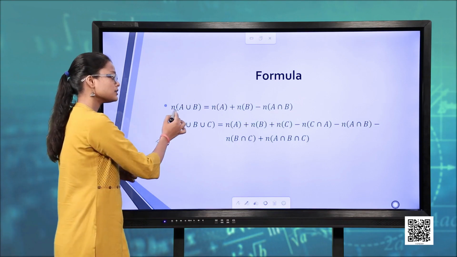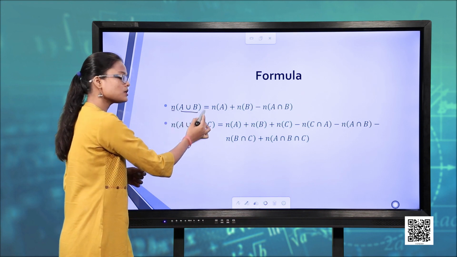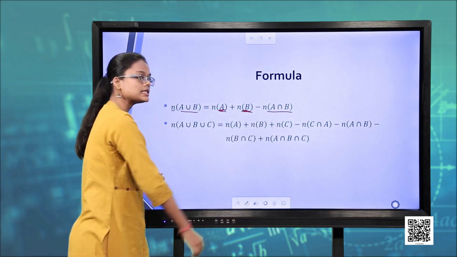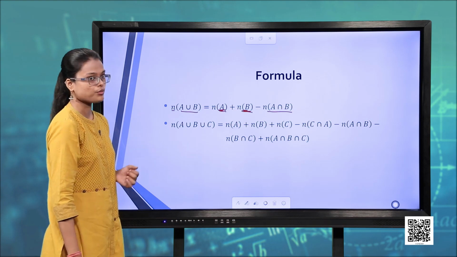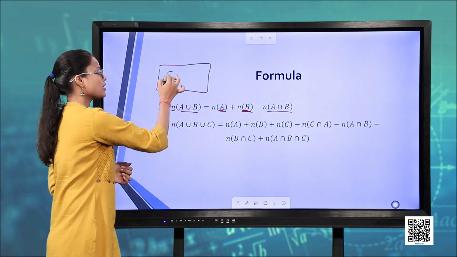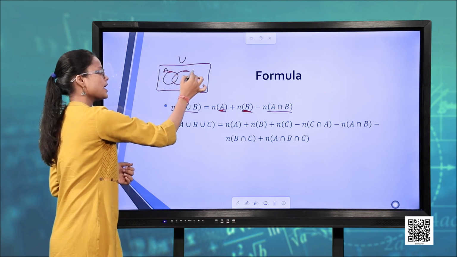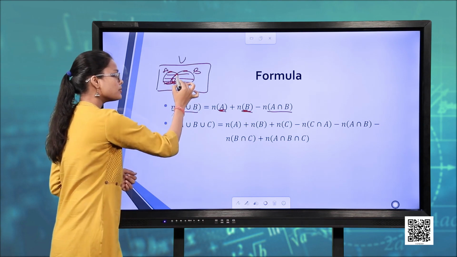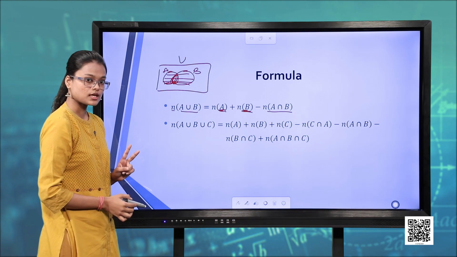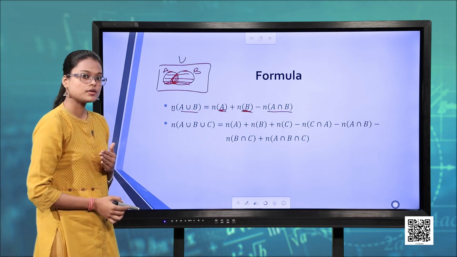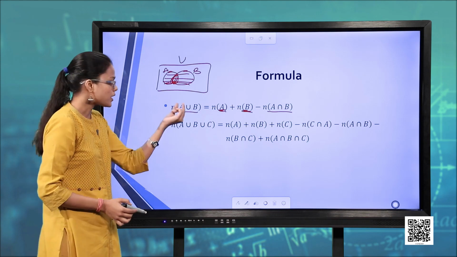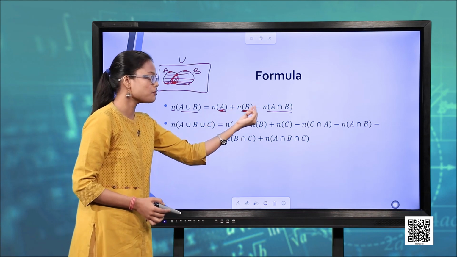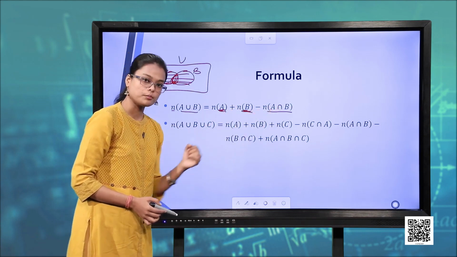First one is representing the number of elements in A union B is equal to the number of elements in A, plus the number of elements in B, minus the number of elements which are common to both. As you can see, this is a universal set, A and B. In union, the common element is repeated twice. We are taking 2 times. So, we have to eliminate 1. So, here number of elements in A union B is equal to number of elements in A plus number of elements in B minus number of elements in A intersection B.